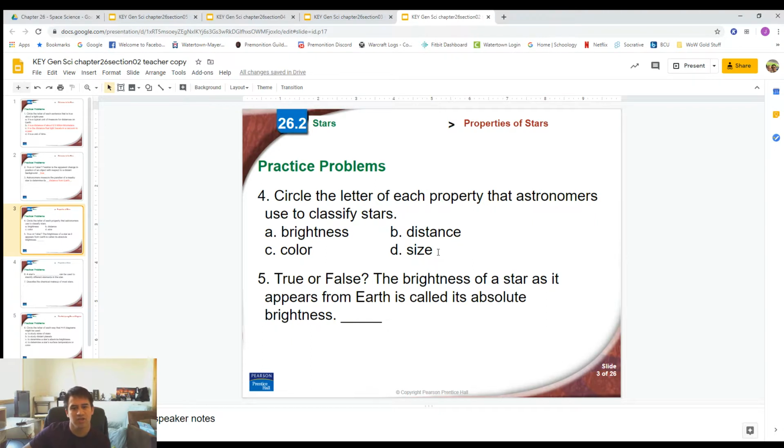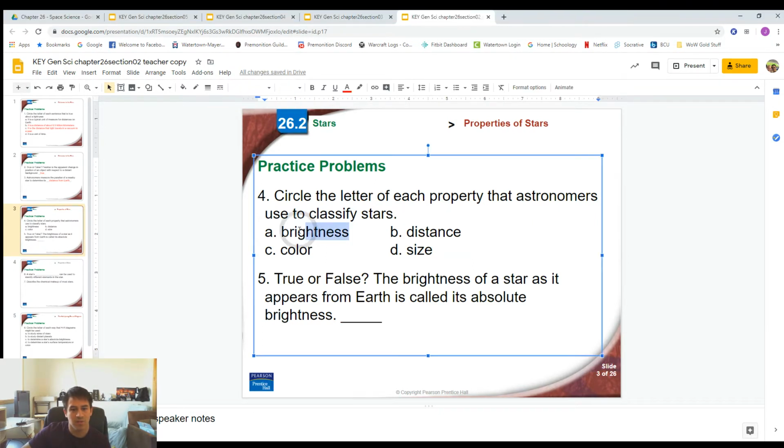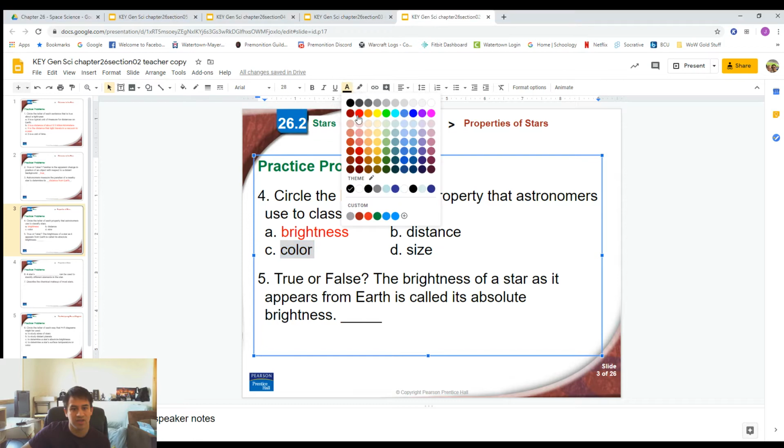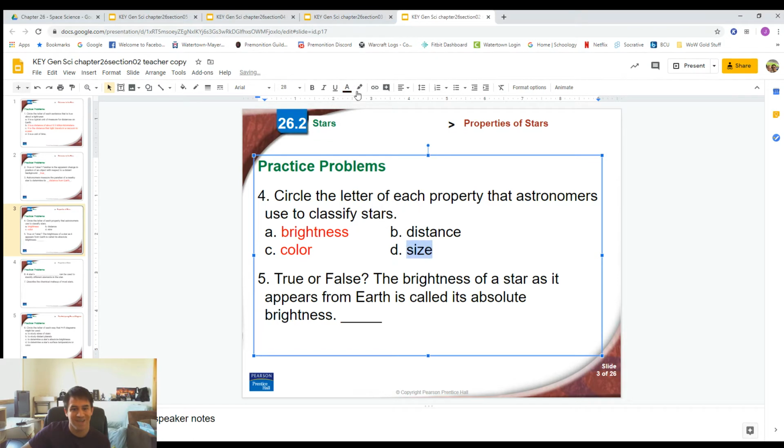Number 4, circle the letter of each property that astronomers use to classify stars. So we classify stars by brightness, so that's 1. We classify them by color, that is 2, and we classify them by size, that is 3. We do not use distance to classify stars because stars can be close, far away, that doesn't matter. We only classify them based on how they look, how big they are, their color, how bright they are, stuff like that.